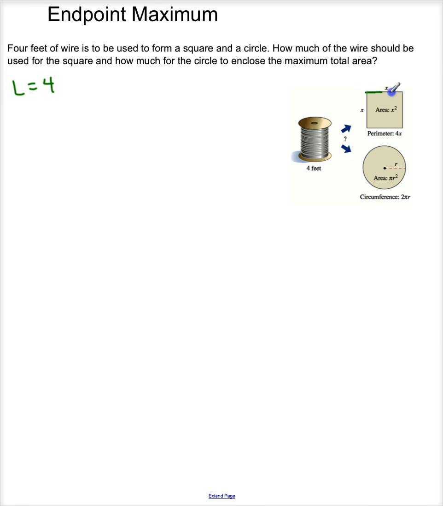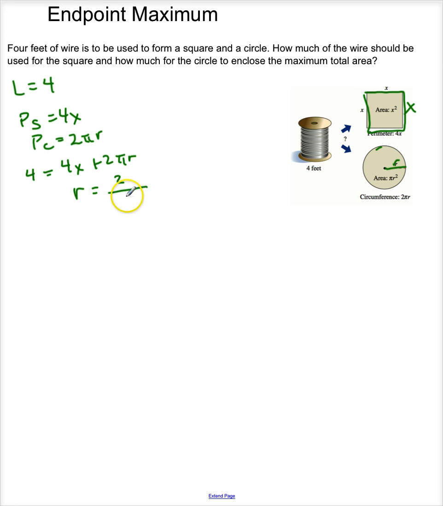Well, if I draw my square, and my square has sides of length x, then the perimeter of my square is 4x. If I draw my circle, and my circle has radius r, the perimeter of my circle is 2 pi r. So I know this 4 feet has to include the perimeter of the square plus the perimeter of my circle. I'm going to solve this for r. So this is just 2, I divided out by 2, over pi times 1 minus x.